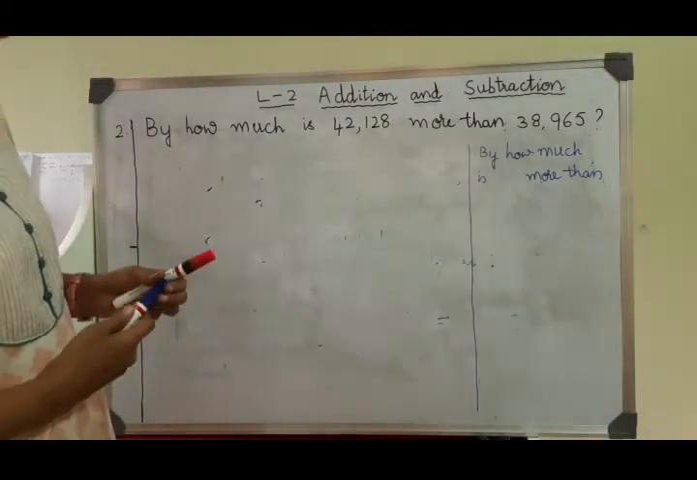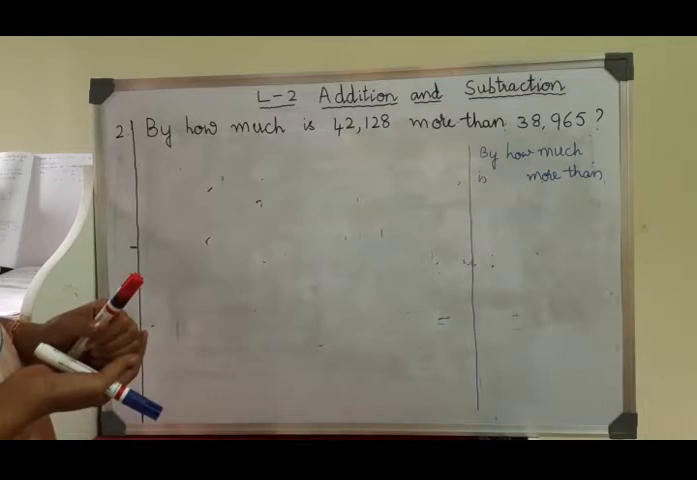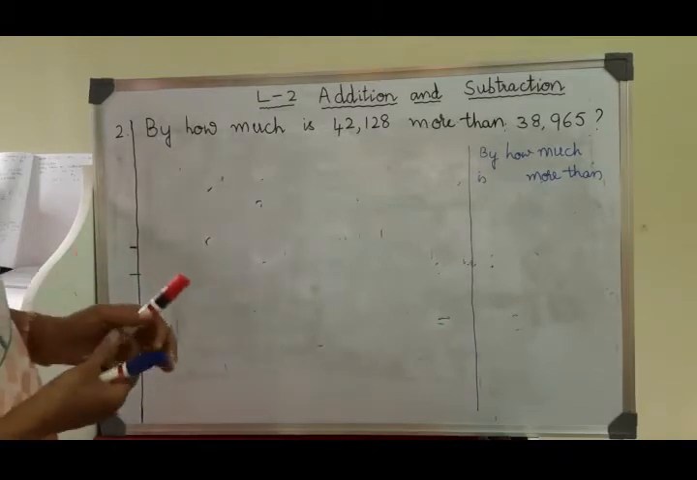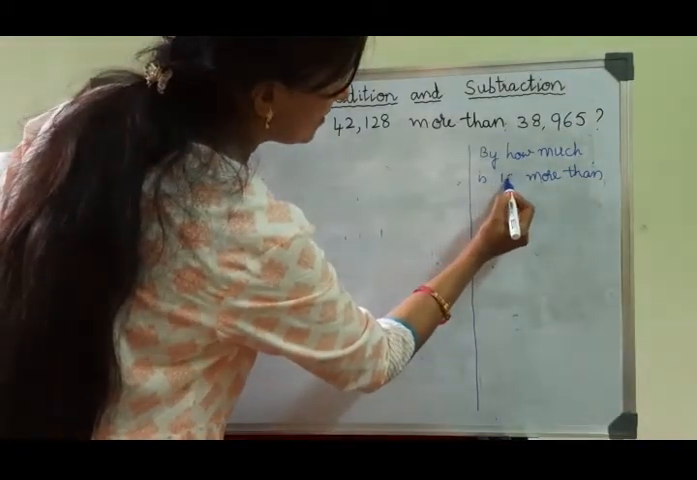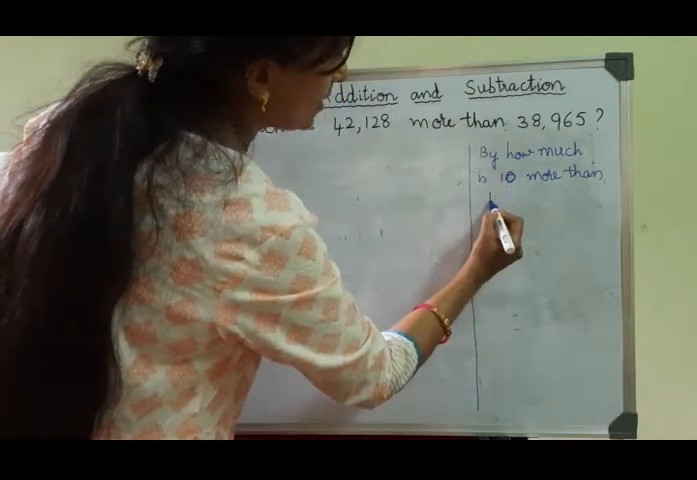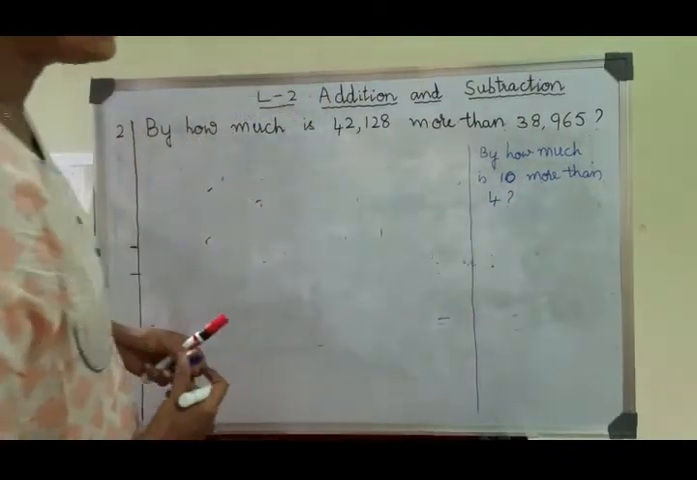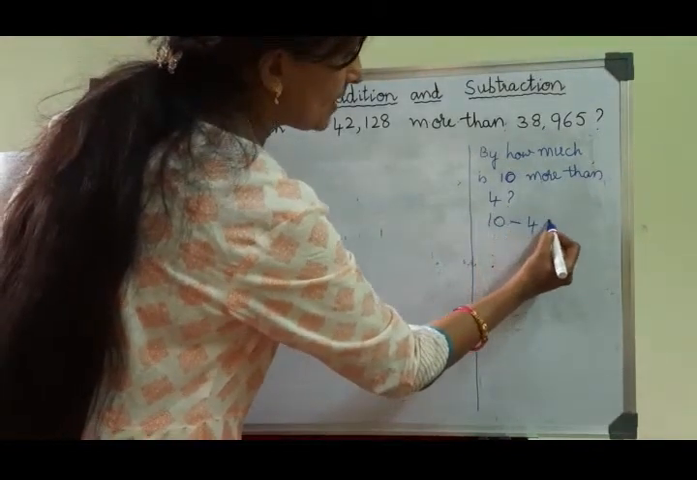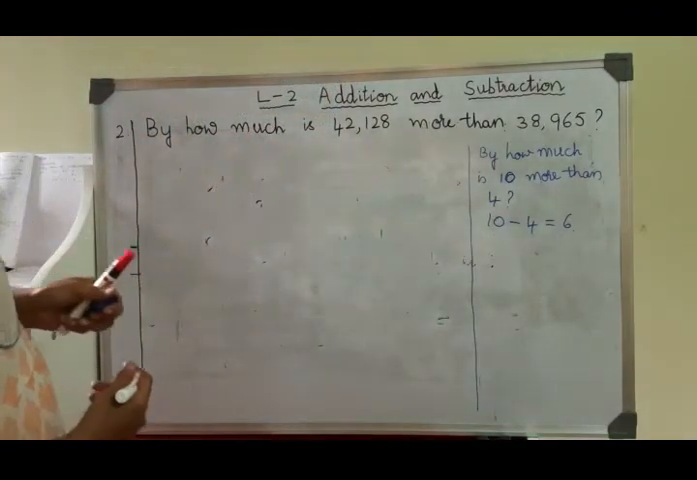We will solve one more sum from your exercise. The question is, by how much is 42,128 more than 38,965? We will understand it with small numbers. Children, by how much is 10 more than 4? Easily, orally you can tell 10 is more than 4 by 6, right? How do we get the answer? It is 10 minus 4, 6. The same logic applies to this question also. Only the numbers are large.